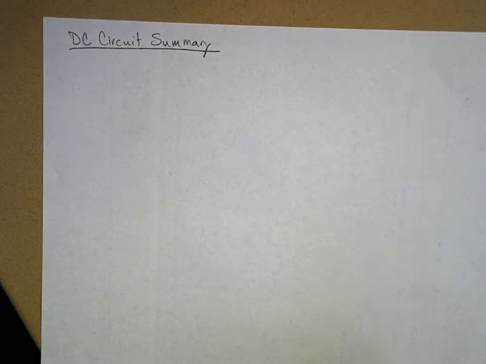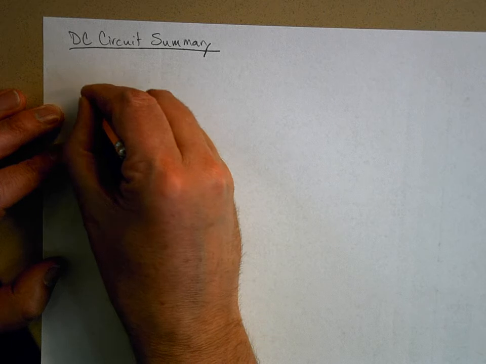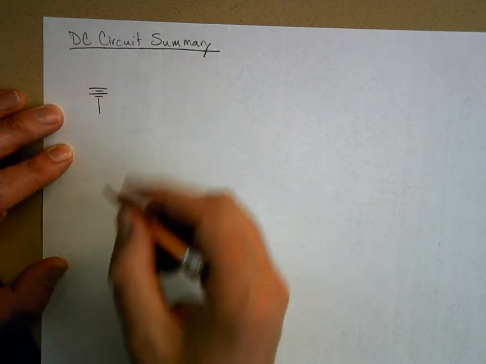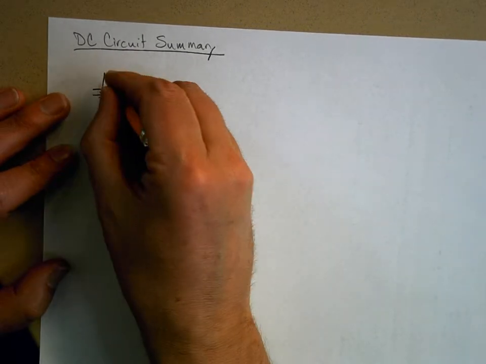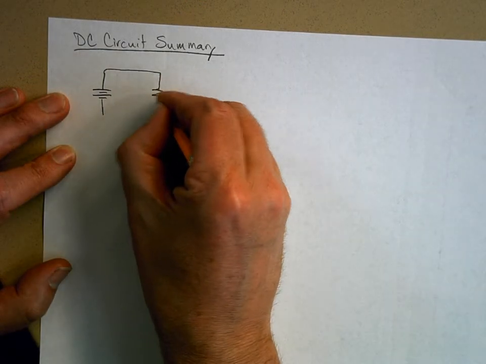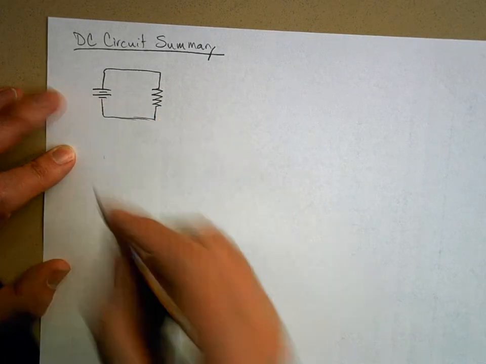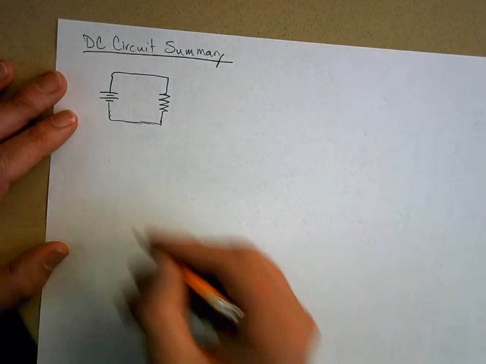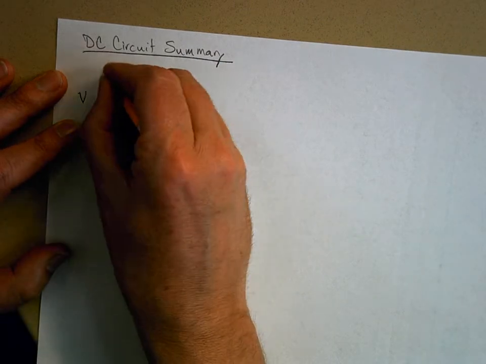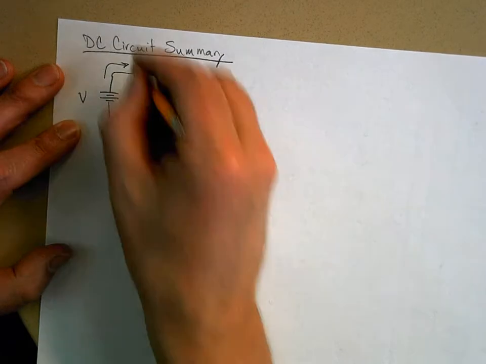Okay, let's do a summary of what you need to know for the test for DC circuits. So we're going to have some kind of voltage source. It's a battery of some kind. And then the simplest problem is I'm going to have one light bulb or one DC motor or one thing, just one thing. And we have voltage, current, and resistance.